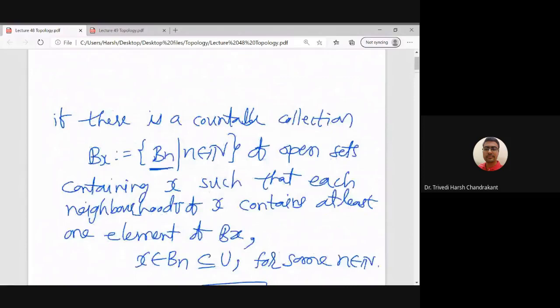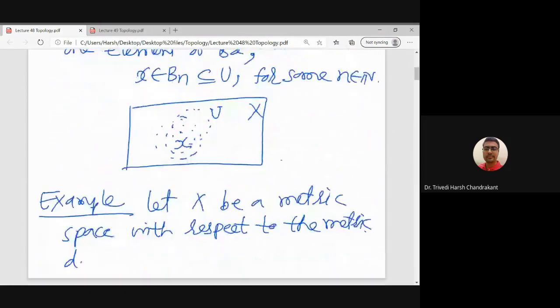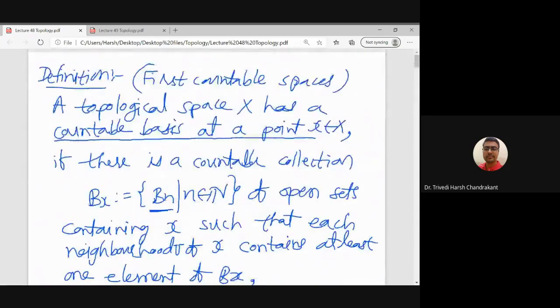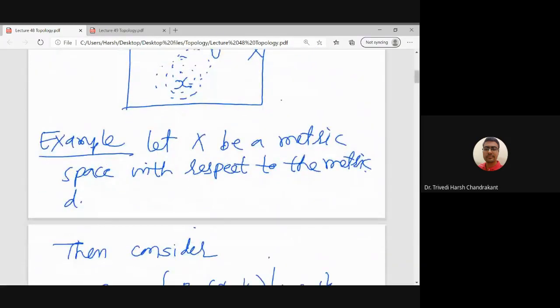So this is basically the property at each point small x belonging to capital X, and therefore this is a kind of local basis at x. This property is known as first countable. Whatever space satisfies this property, we call it a first countable topological space.